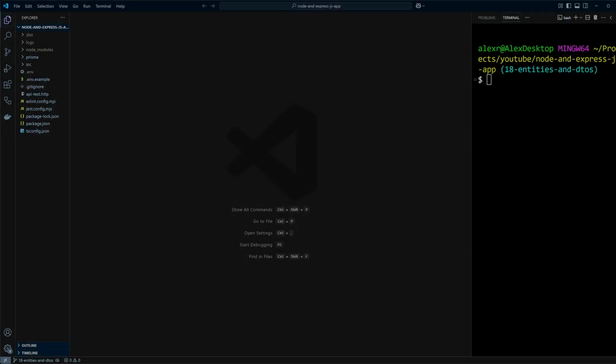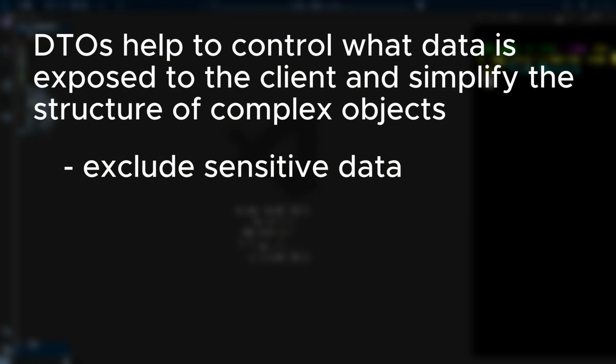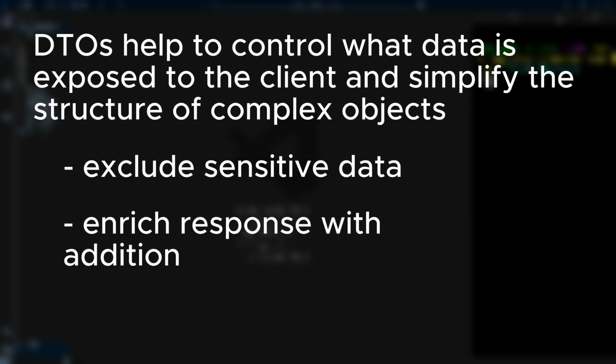After a completed task is saved in the database, we will need to return it to the user. That's where DTOs come into play. In an API, DTOs help to control what data is exposed to the client and simplify the structure of complex objects. A classic example is when an API returns a user object and it needs to exclude the password and other sensitive data. In our case, we want to exclude the createdAt date. Besides excluding certain data, we also may want to add some calculated data, such as priority level.